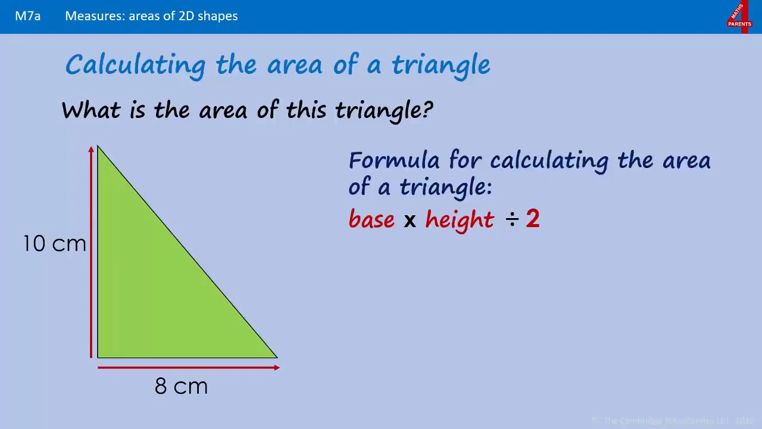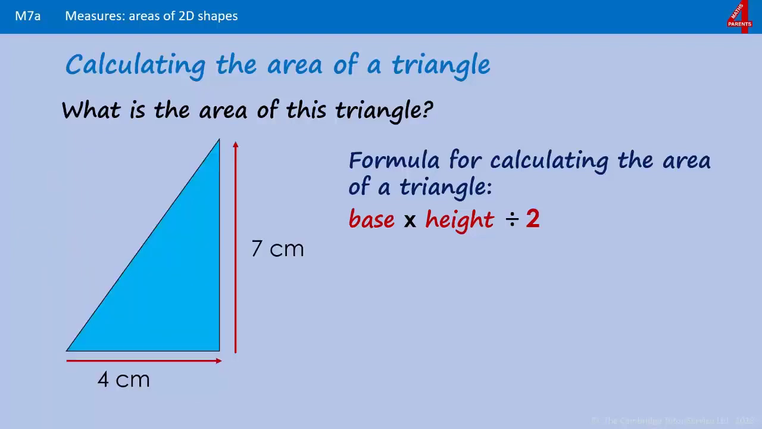Remembering the formula, base times height divided by 2, that's 8, times by 10, which is 80, divided by 2, that's 40. So the area of this triangle is 40 centimetres squared. Here's one for you to try. Remember the formula for finding the area of a triangle is base times height divided by 2. Pause the video, have a go.